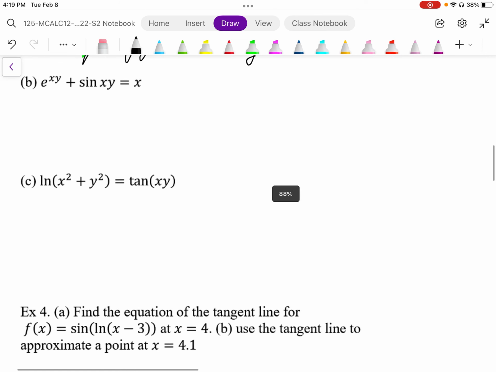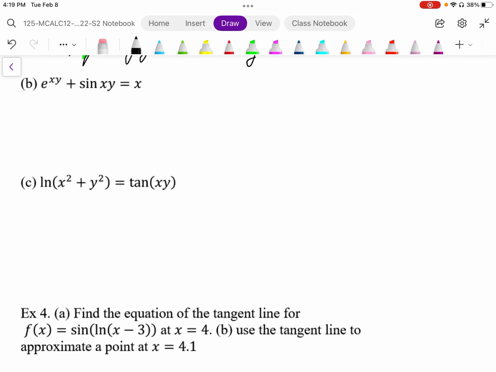Taking a look at b, I'm going to differentiate the e function first. So it stays the same. But because it's an embedded function, I have to apply chain rule. When I apply chain rule, I have to apply product rule. So I get the derivative of x times y plus x times the derivative of y. That's going to give me my y prime here.